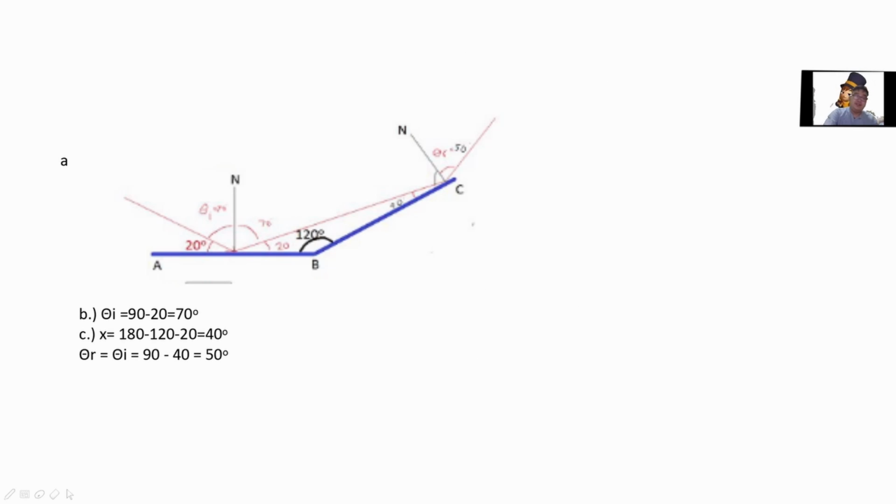So for A, this is how the diagram looks. And for B, the angle of incidence. If you guys know basic math, you know how angles work. The angle of incidence is equal to 90 degrees minus 20, which equals 70 degrees. For C, x equals 180 minus 120 minus 20, which is equal to 40. And then the angle of incidence equals 90 minus 40, which equals 50 degrees.